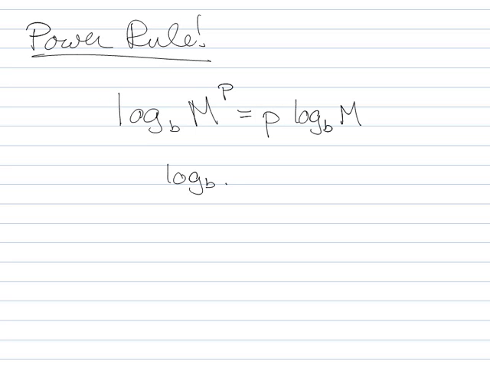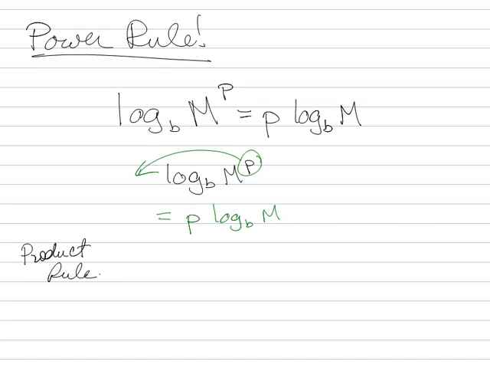So log base b of m to the p, basically what this means is I can take the p here and stick it in the front and get p log base b of m. You're like, why? That makes no sense. It actually does. It makes perfect sense. It comes from our product rule.